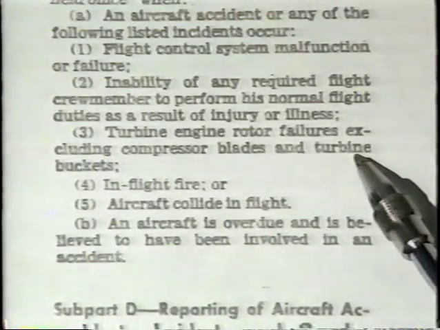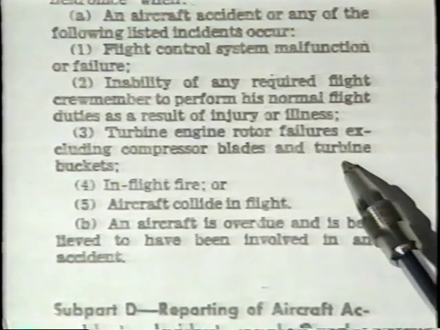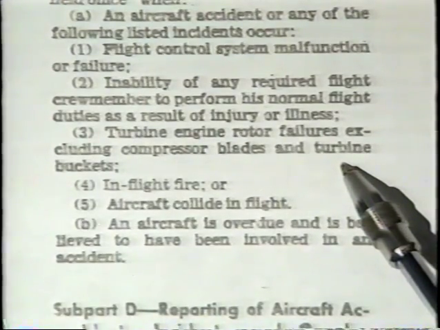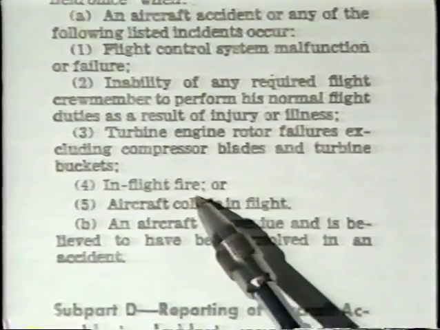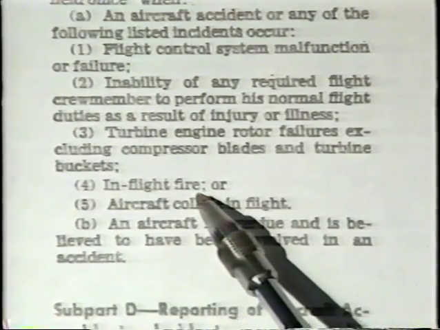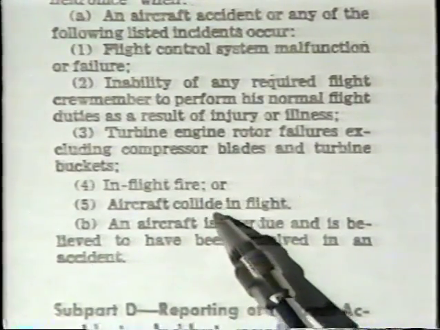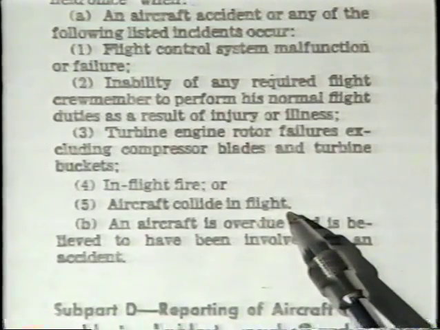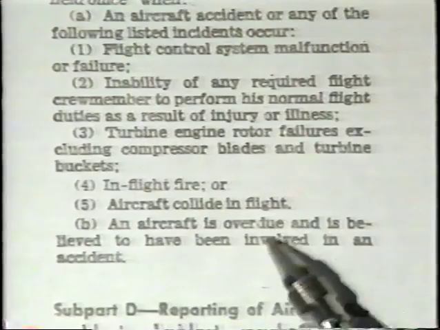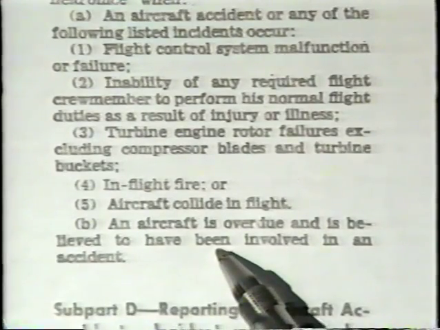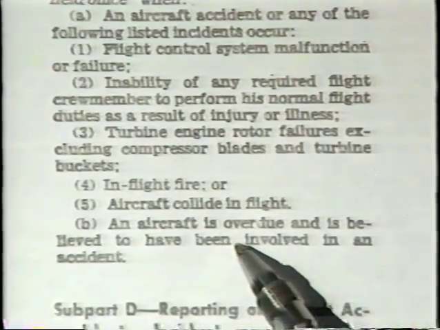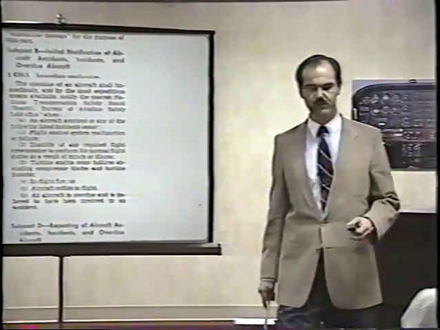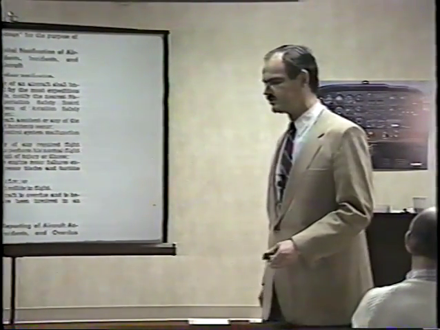A turbine engine fails. They don't care about piston engines, just turbine engines. An in-flight fire. If there's an in-flight fire and there's no substantial damage, they want to hear about that too. Or aircraft collide in flight and there's no substantial damage. They want to hear about that one, okay? Anyway, but of course, if there's substantial damage, then you have had an accident. So then you notify them under other rules. Or it says, or immediate notification if an aircraft is overdue and believed to have been involved in an accident. You're supposed to notify them immediately if you know about such a case.